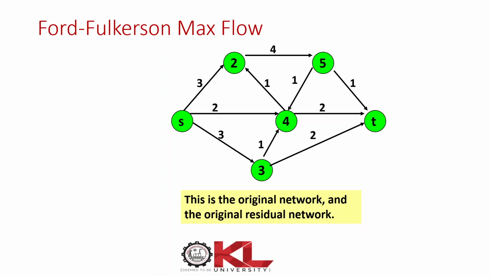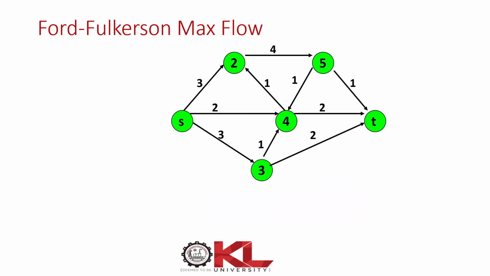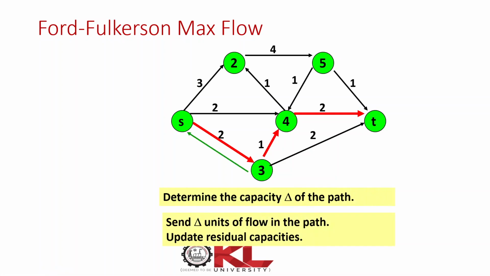For that, initially I am considering S to 3, 3 to 4 and 4 to T. Now we need to take the minimum value from these three. The minimum is 1, so you need to subtract 1 from both. Here 1 will be remaining, here it is 0, and here we will remain with 2. That is what we are going to write now. For the return it is taking 1, and on this side we are also getting 1, and here also the 1 is removed and we get back 1.